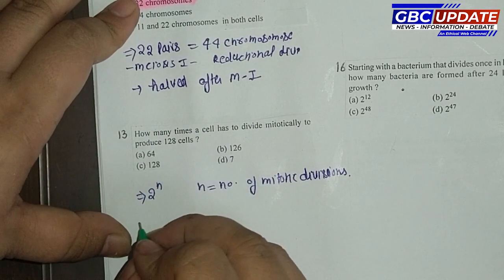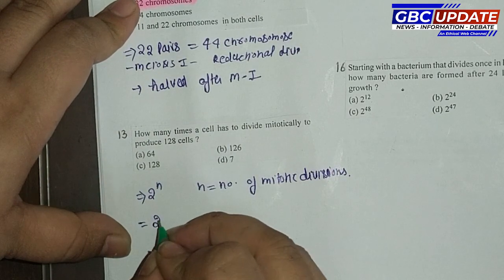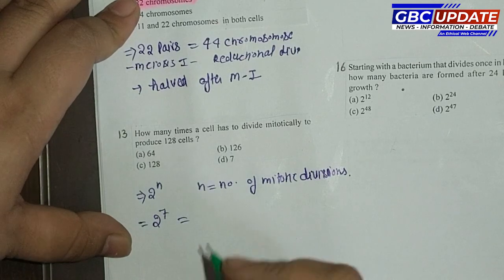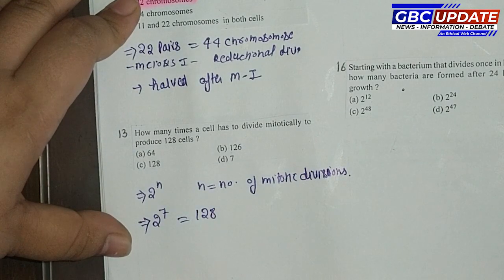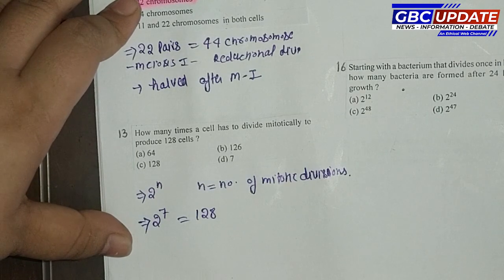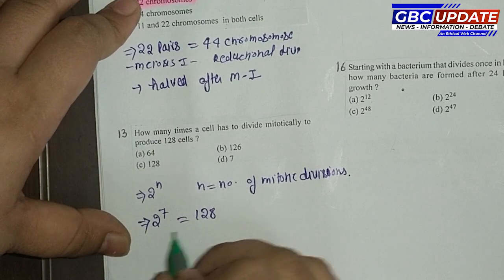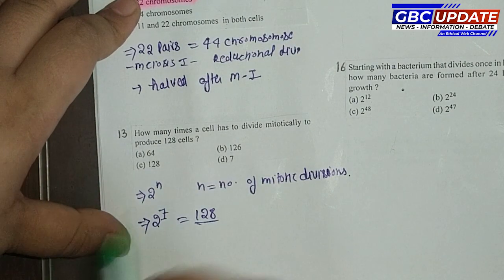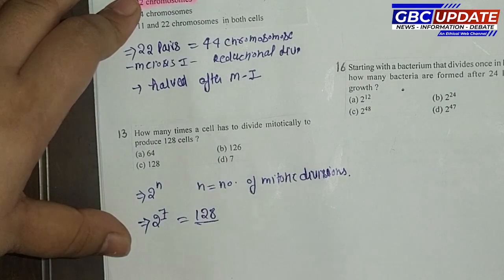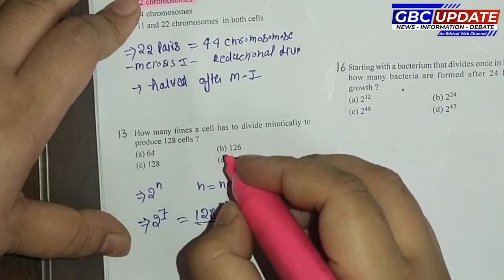If we put the value 2 to the power 7, it will give us 128, or we can even calculate n by putting the values simply into the formula. So if 2 to the power 7 gives us 128, the answer will be 7. Why not 64? Why not 126?